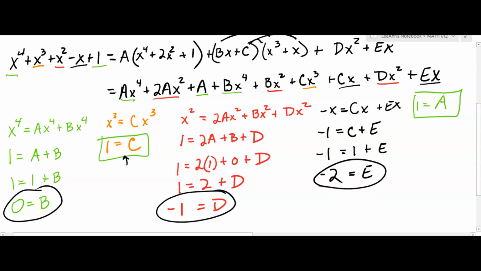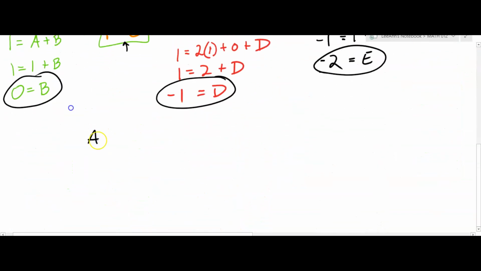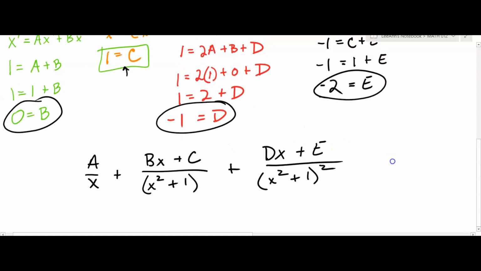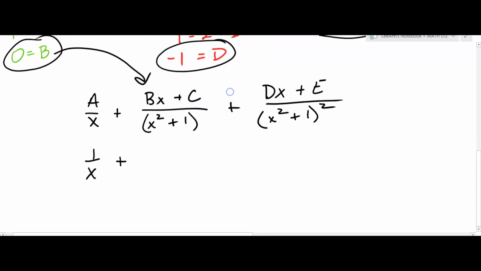Okay, now where was that original? Okay, right there. See if I can remember it. So I had A over X plus BX plus C over X squared plus 1, and then DX plus E over X squared plus 1 squared. So now I just have to put in the A, B, C, D, and E. What was A? 1. So 1 over X plus B was 0. Now when B is 0, that means that whole term's out. So I just need C, which I believe was 1. Yeah, C was 1.